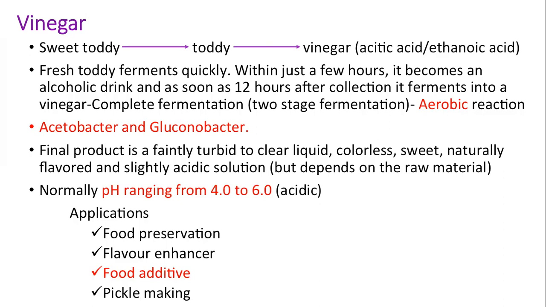We have the inflorescence, the flower of kitul, coconut or palmyra. Then there is a tapping process, and then we can collect sweet toddy. It is actually the basic raw material. Then sweet toddy automatically converts into toddy as a result of Saccharomyces cerevisiae. After keeping it for another few days, it will convert into vinegar. The responsible microbes are Acetobacter and Gluconobacter.